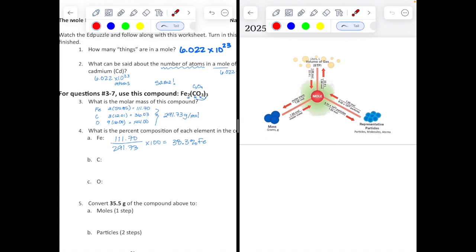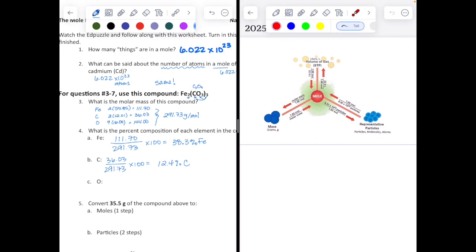Carbon, once again, we're going to take not 12.01, but 36.03, the total mass of carbon in the compound, and we're going to divide that by the total mass of the compound. So 36.03 divided by 291.73 times 100. So 12.4% is how much carbon there is in the compound.